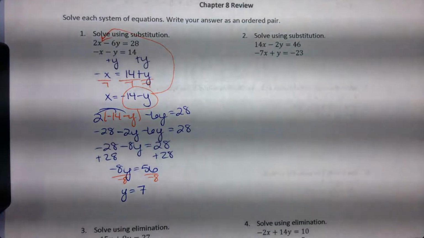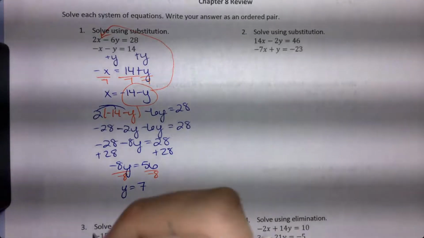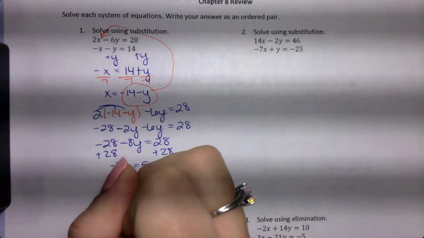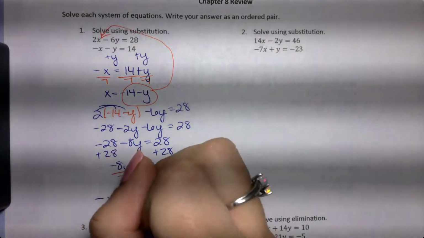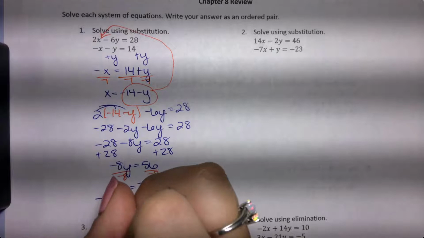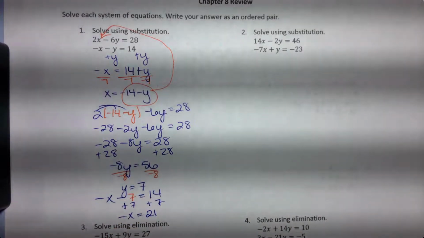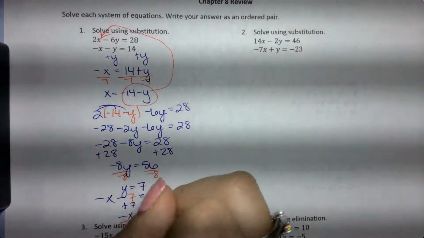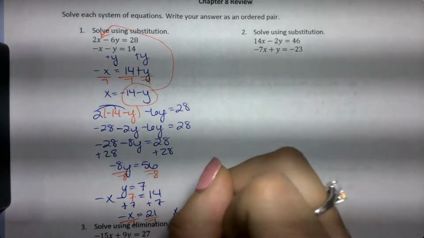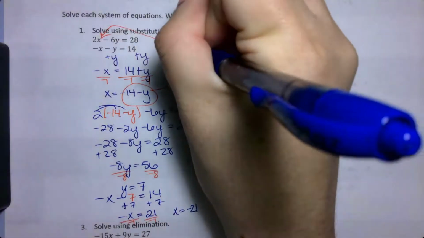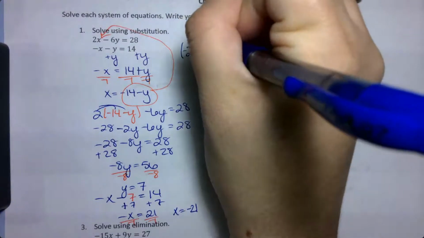Now that I've gotten one of my letters alone, I'm going to go ahead and plug back in. I'm going to choose the bottom equation. So I have negative x minus my 7 equals 14. I'm going to add that 7 to both sides. I get negative x equals 21. I'm going to go ahead and divide both sides by negative 1. I get x equals negative 21. So my answer here is negative 21, comma 7.